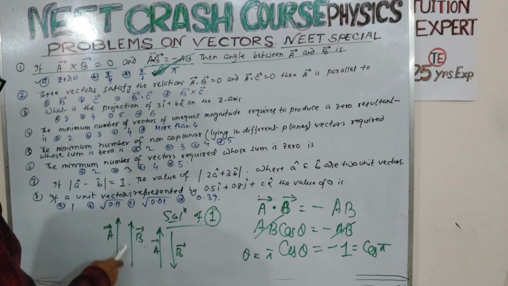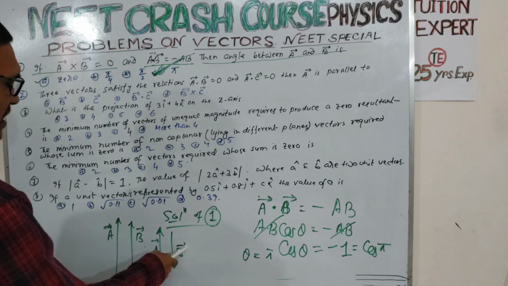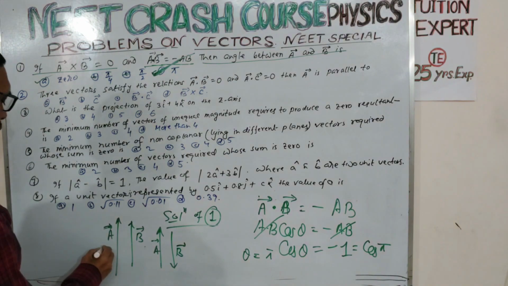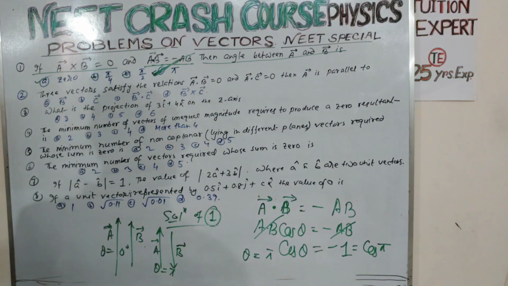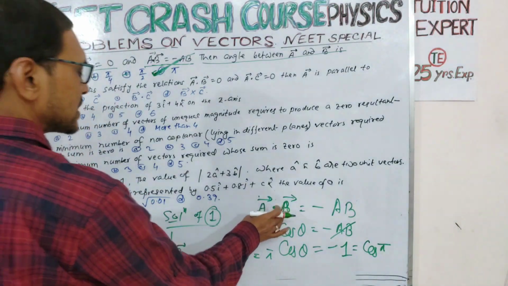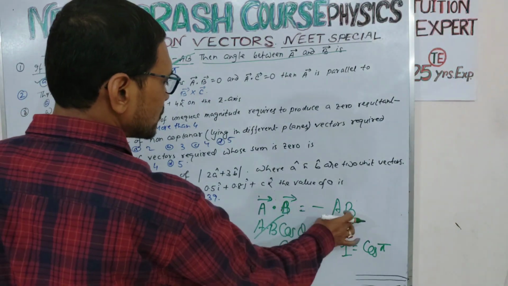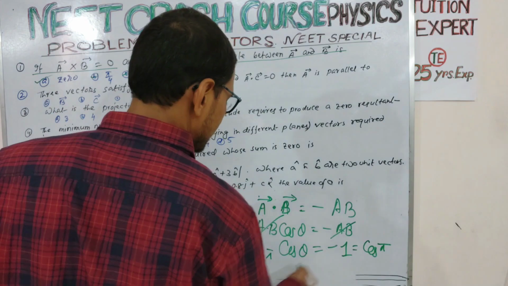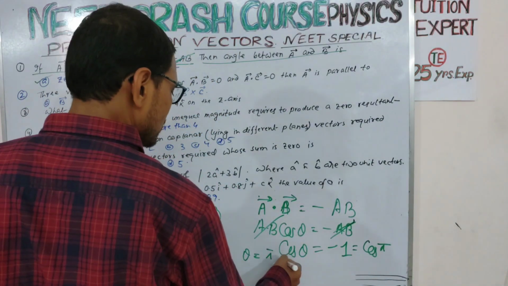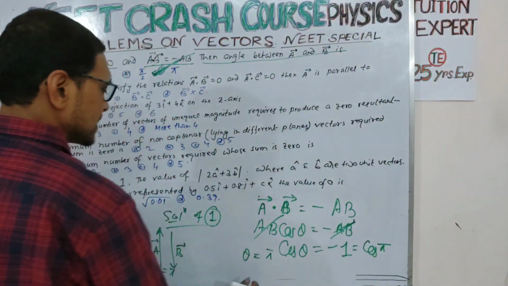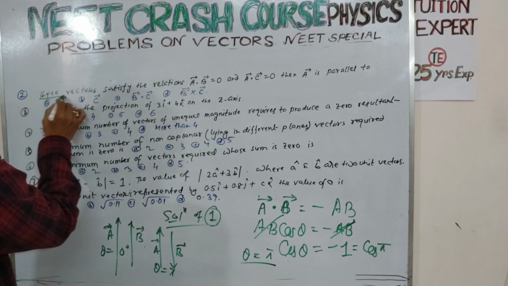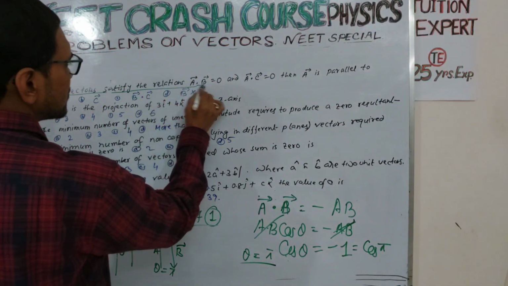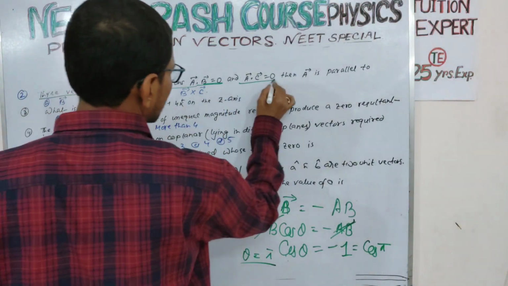First, a cross b equal to 0 means a is parallel to b or a is just opposite of b. That is, theta may be 0 or theta may be pi. Now which one is correct? For this, another condition is a dot b equals minus ab. So ab cos theta equals minus ab. If we cancel, cos theta equals minus 1, that is cos pi, that is theta equals pi.